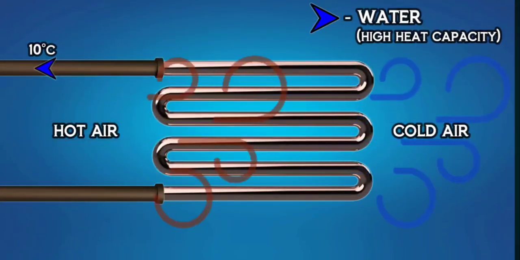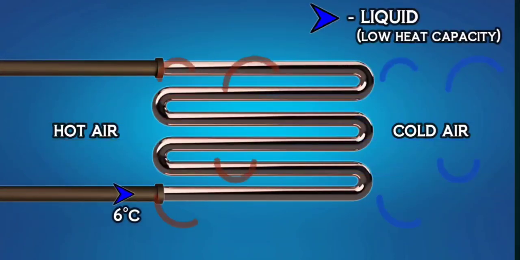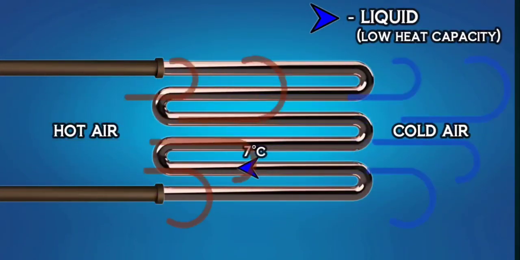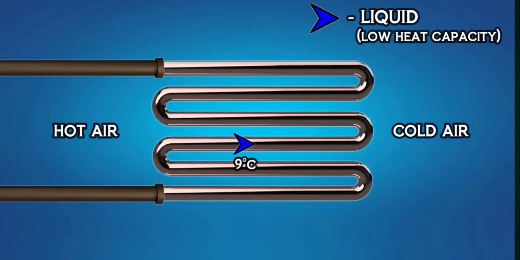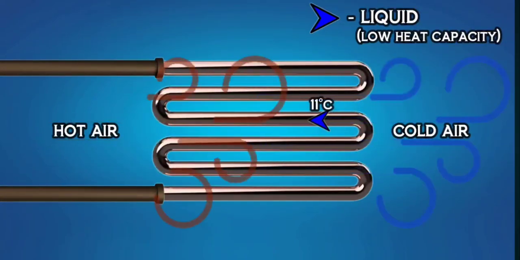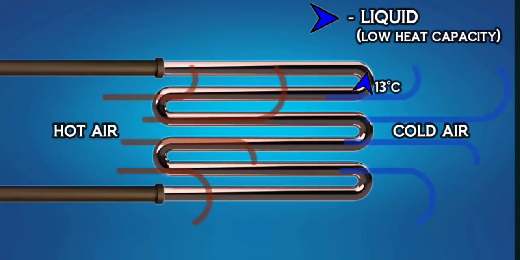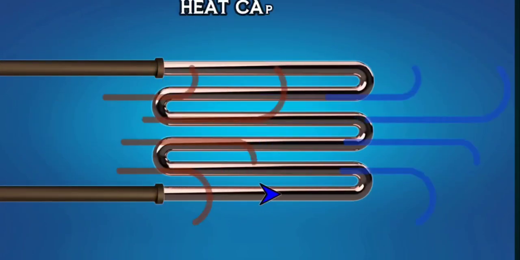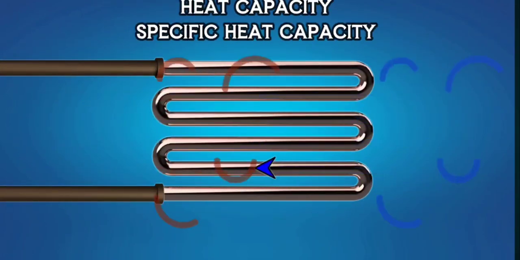If we were to use a liquid with a low heat capacity, its temperature would increase rapidly with each degree Celsius of heat absorbed, making it difficult to achieve proper cooling. Therefore, we use water with a high heat capacity in our chiller plants. I hope you understood the concepts of heat capacity and specific heat capacity through this video.